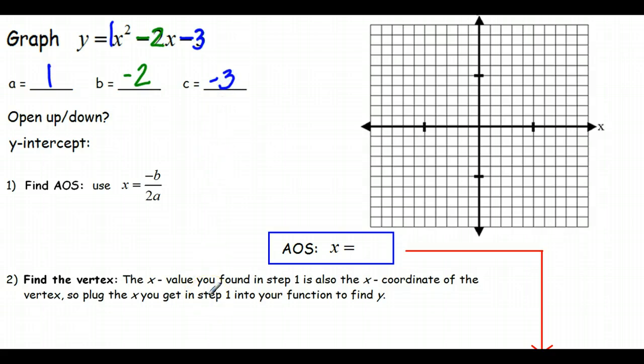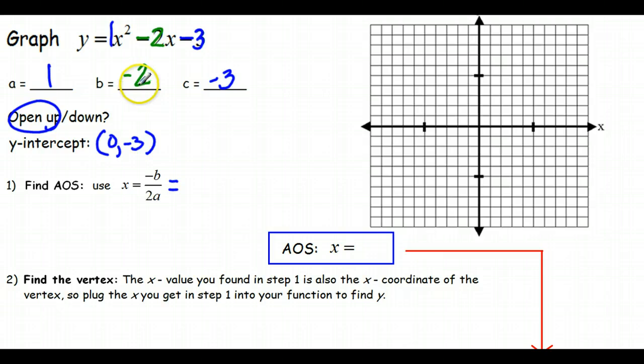Remember that our graph opens up if our a value is positive, and our y-intercept is our c value, so in this case 0, negative 3. Alright, so let's get started in finding the axis of symmetry. We are going to use the formula x equals the opposite of b over 2a.